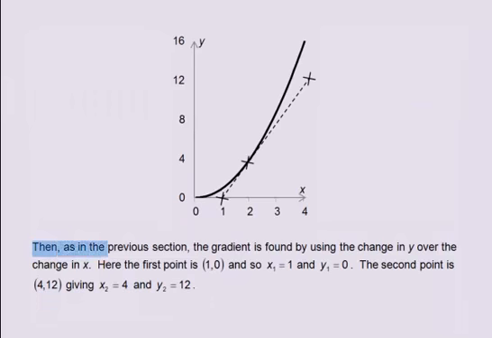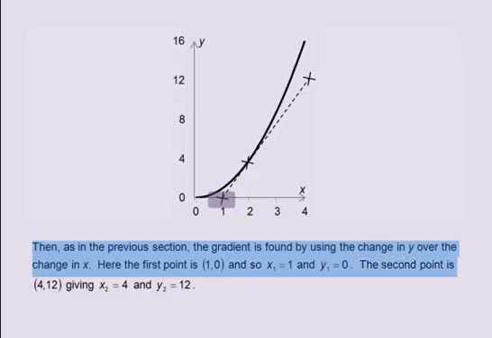Then, as in the previous section, the gradient is found by using the change in y over the change in x. Here, the first point is (1, 0), and so x1 equals 1 and y1 equals 0. The second point is (4, 12), giving x2 equals 4 and y2 equals 12.